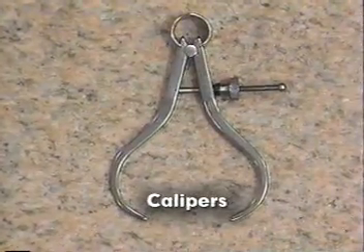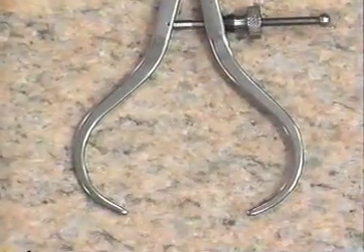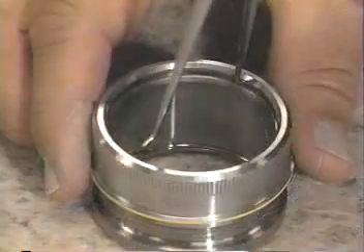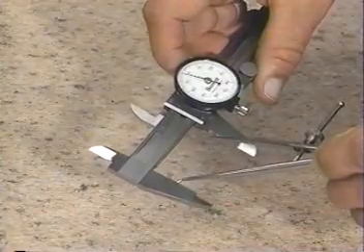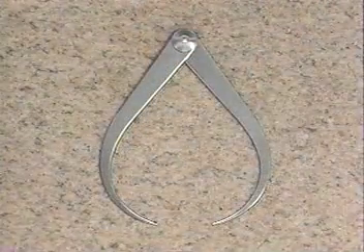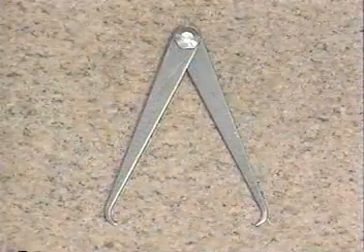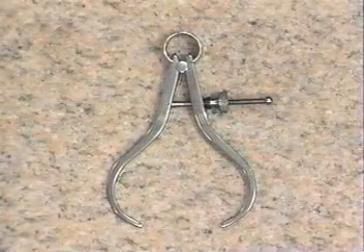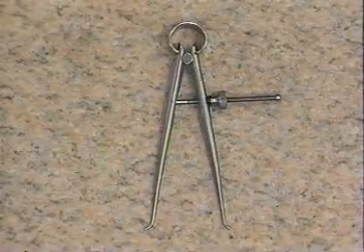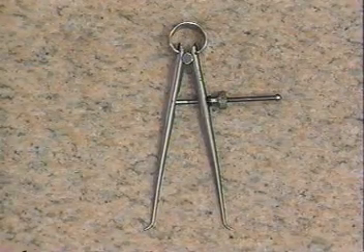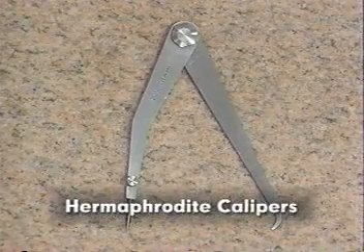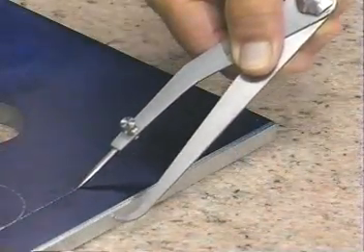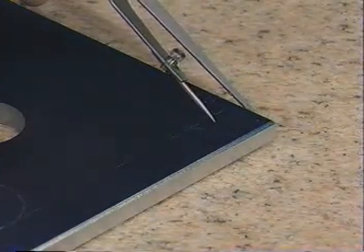Calipers are similar to dividers, but the legs are shaped with formed contacts at the ends. They are used for measuring distances and for comparing dimensions. Calipers are available in various types, including outside calipers and inside calipers. Hermaphrodite calipers combine elements of both the divider and caliper. Hermaphrodite calipers may be used for scribing parallel lines from an edge and several other uses.